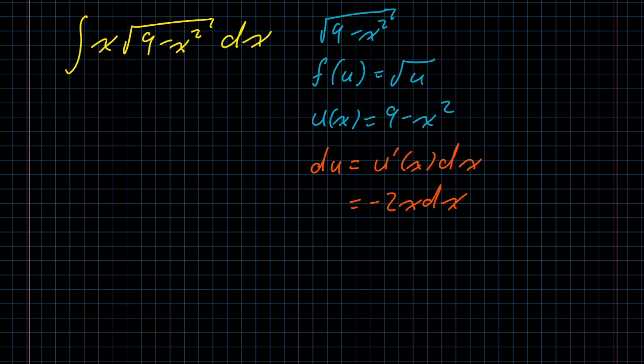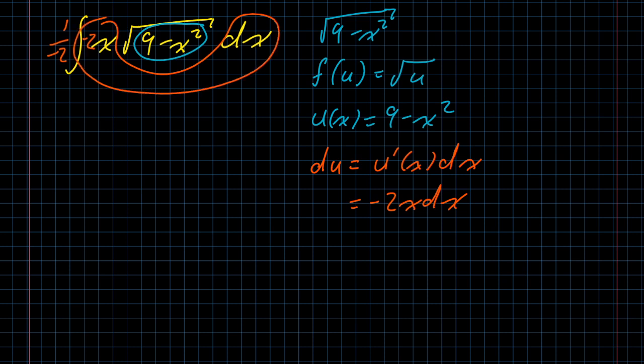Now we look at the integral at hand. We have u, that's pretty nice. For du, we have some of it, but not all of it, right? We have a dx, we have an x, we don't have a negative 2. But negative 2 isn't too hard to come by. I can multiply by negative 2 and divide by negative 2 at the same time. Multiplying and dividing cancel each other out.